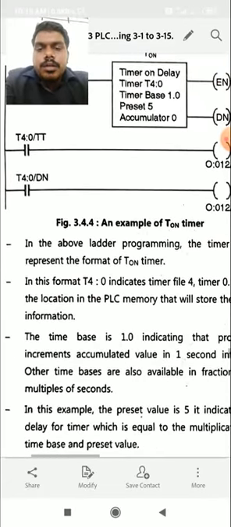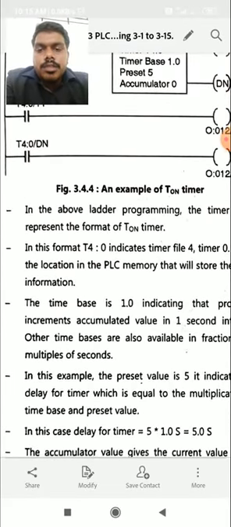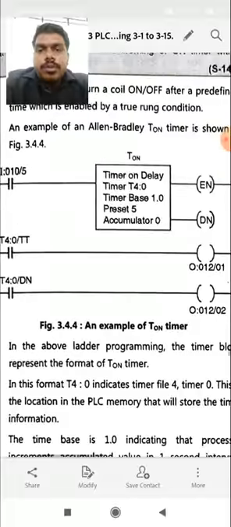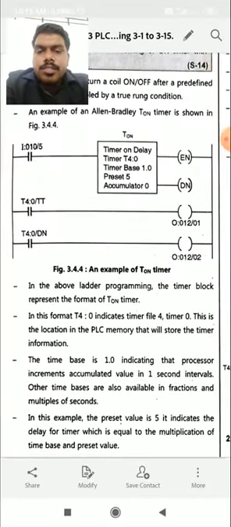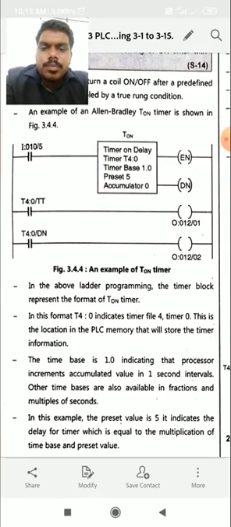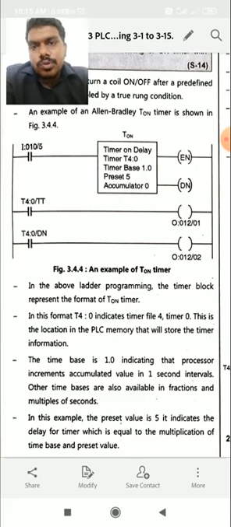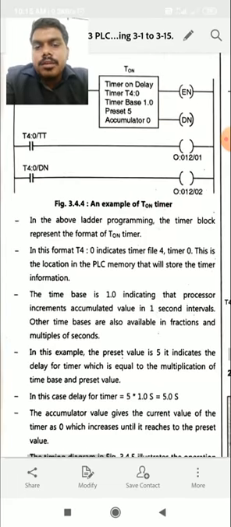In the above ladder, in this format T4:0, timer T4:0 indicates timer file 4 and timer 0. The file number is 4 but the timer is 0. This is the location in the PLC memory. In the PLC memory, this is the location of file number 4 and timer 0, which will store the timer information. All the information will be stored in this file and timer 0.